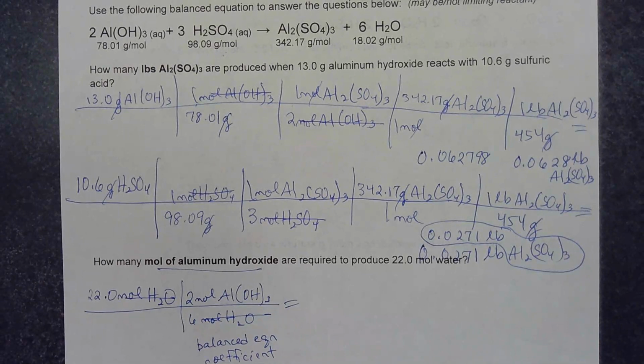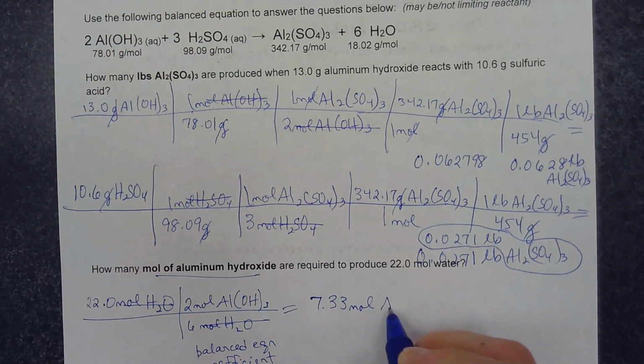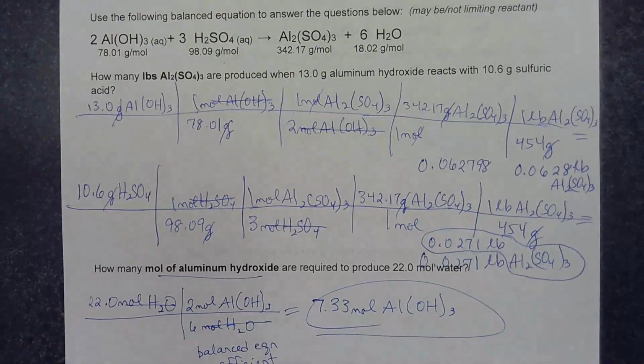So a third of 22, what is that? 7.33? And that would be the correct significant figure. So 7.33 moles of AlOH3. Yes or no? Yes, miss. Does it make sense?